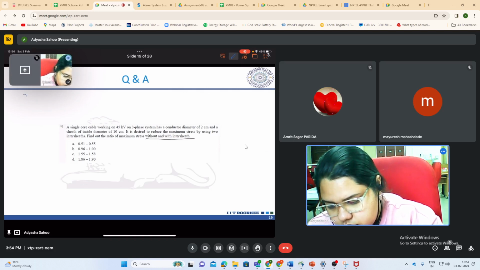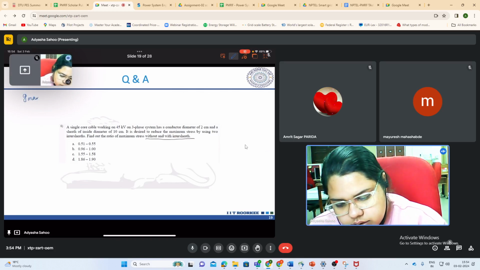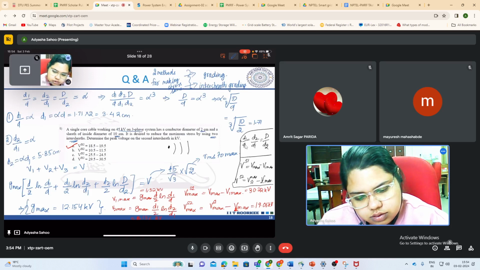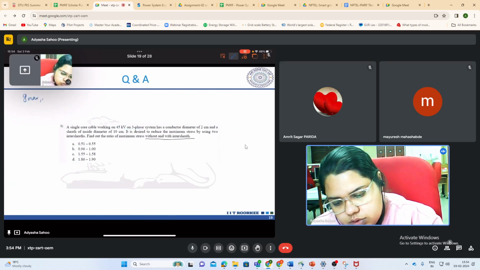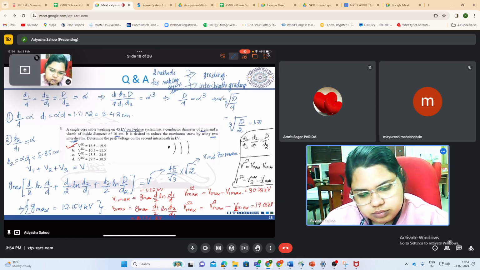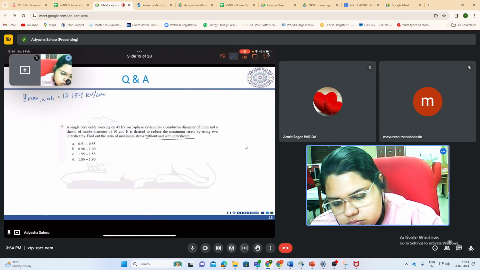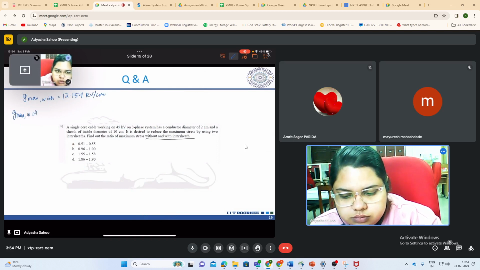So here we had calculated with intersheath, the Gmax was 12.154. Gmax with is 12.154 kV per cm. Now Gmax without.